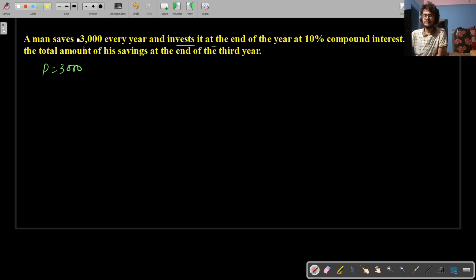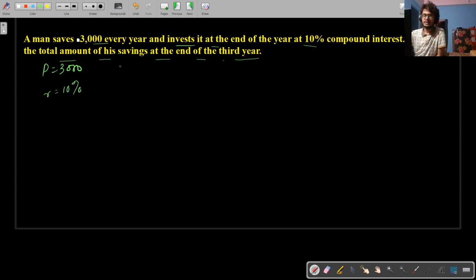A man saves rupees 3000 every year and invests it at the end of the year at 10% compound interest. Calculate the total amount of his saving at the end of the third year, right?